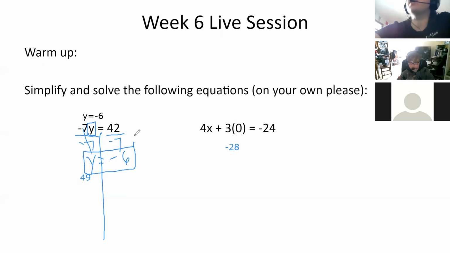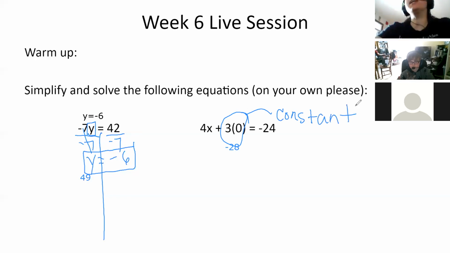Does anybody remember what that number in front of the variable is called? For bonus awesome points today? Constant. Close. That's one of them. That's one of them. That would be like if you had a two-step equation like this. This is a constant.